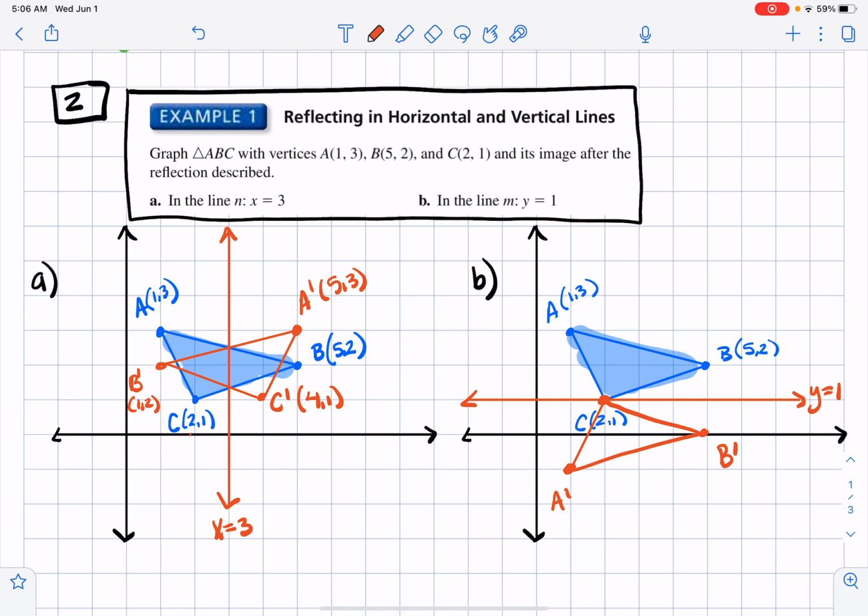And remember, the first shape, the blue shape, is called the pre-image, and the orange shape is called the image afterwards. So there's everything you need for box 2, reflecting in a horizontal and a vertical line. Just count how many units away you are from the line of reflection, and then go that same number of units in the opposite direction for every single point.